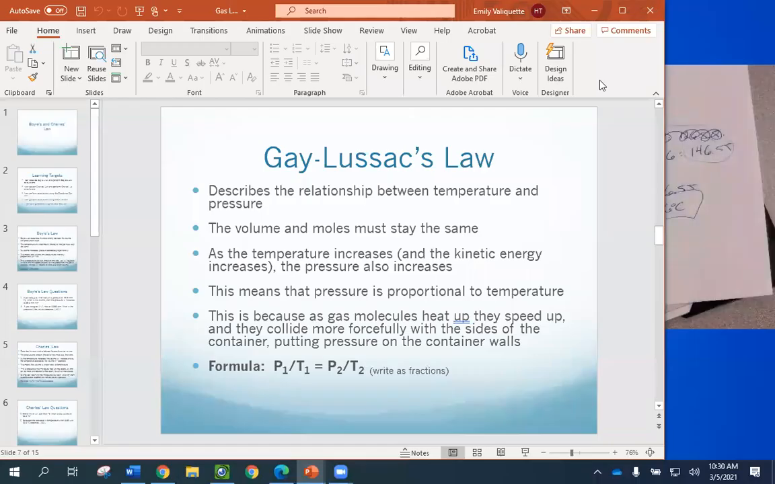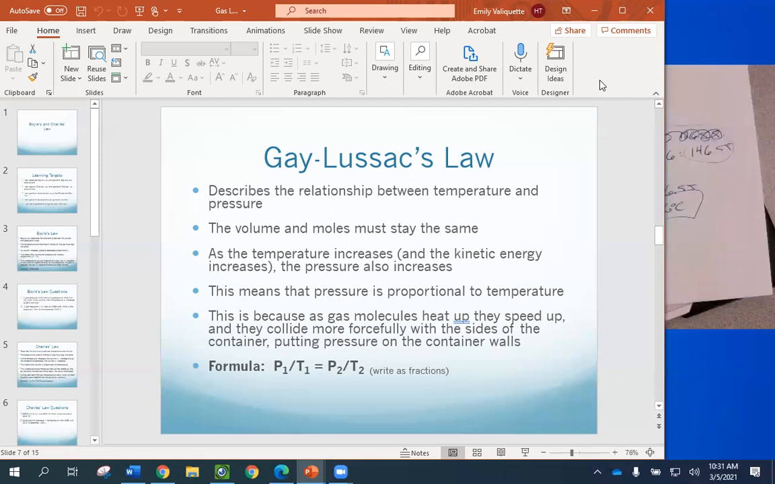Next up, we have a law called Gay-Lussac's law, which describes the relationship between temperature and pressure. Again, in this case, the amount of gas, or the moles, have to stay the same, and so does the volume, so the amount of space the gas is taking up. Gay-Lussac's law tells us that as temperature increases, pressure will also increase. If temperature went down, the pressure would also go down. So once again, just like with Charles' law, these two values are proportional to each other. They go up together, they go down together.